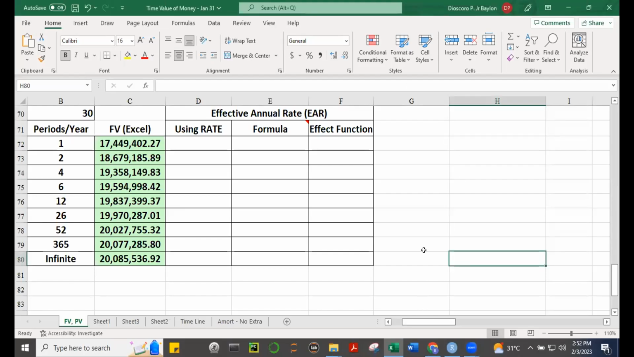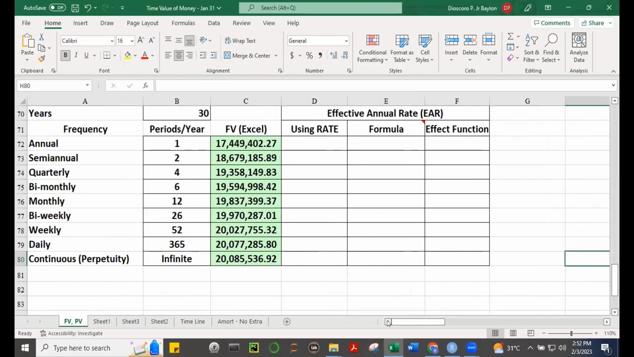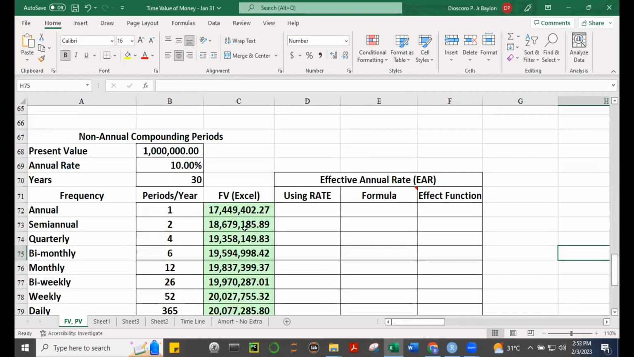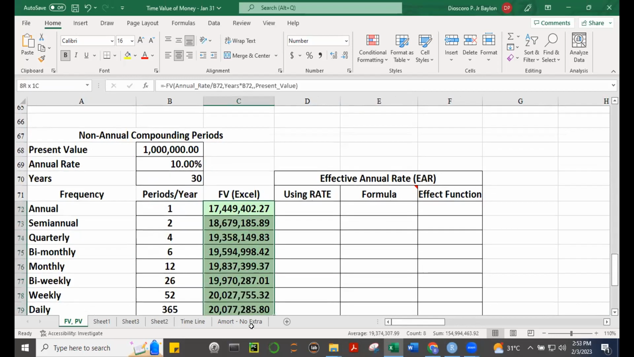Okay, let's compare answers. Kindly check if you got these answers, at least up to 365. If you copy the formula down, you should have gotten 20077.8285 in the daily compounding. Otherwise, if you didn't get this, then something's wrong with your formula. Okay, so let me compute for this.